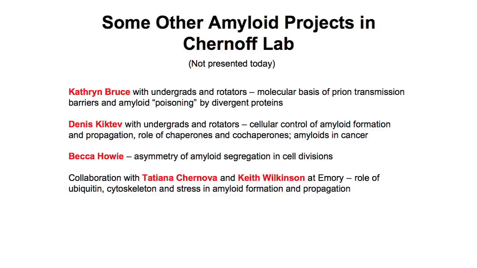Now, I did not mention other people in my lab who are working on other amyloid projects. Katie is working on species barrier and amyloid poisoning. Dennis on cellular control of prion propagation. Beck on asymmetry of amyloid aggregation and cell divisions. And we collaborate with Keith Wilkinson's lab on the role of ubiquitin and cytoskeleton in amyloids. So that just gives you a general impression. I cannot take more of your time, so we have to go to the remaining talks.